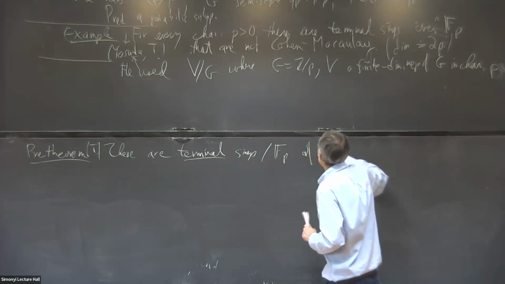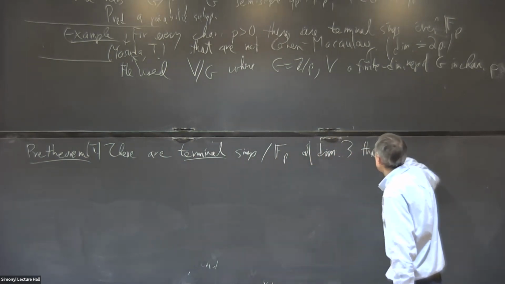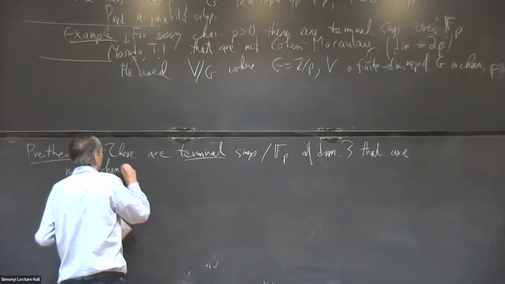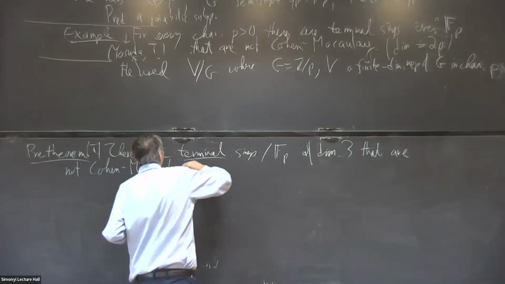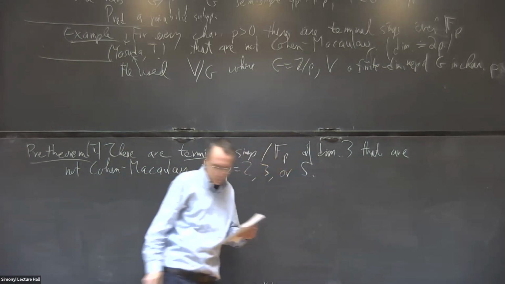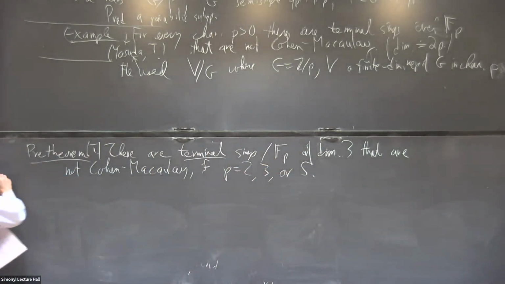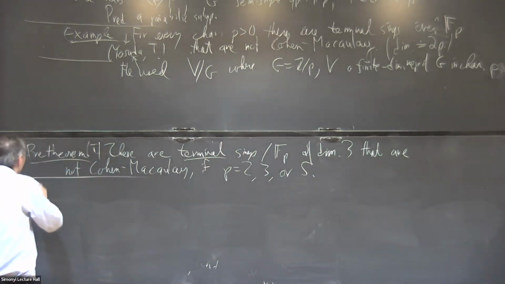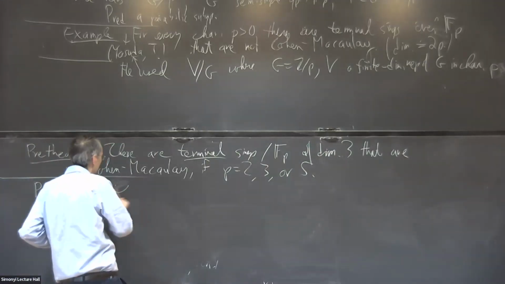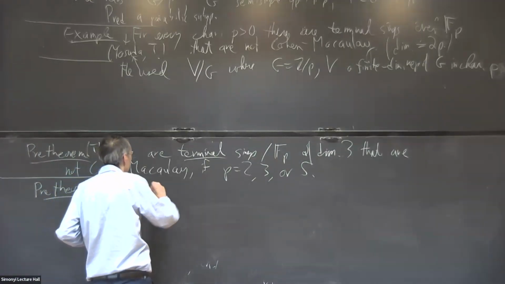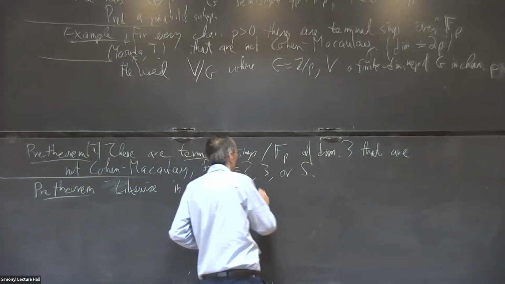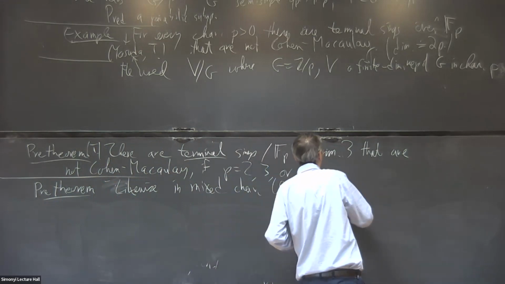In dimension 3, there are examples that are not Cohen-Macaulay if P is 2, 3, or 5. Maybe I'll just add that there's a kind of mixed characteristic version of this pre-theorem as well. Likewise, there are such examples in mixed characteristic 0, p with p equals 2, 3, or 5.